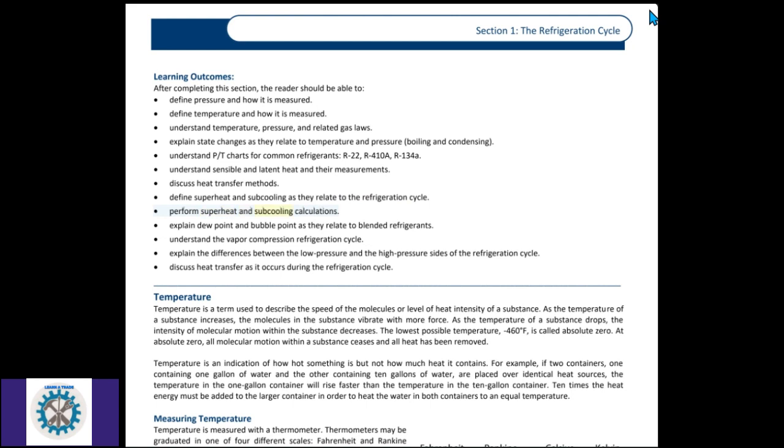heat and their measurements, discuss heat transfer methods, define superheat and subcooling as they relate to the refrigeration cycle. Perform superheat and subcooling calculations. Explain dew point and bubble point as they relate to blended refrigerants.